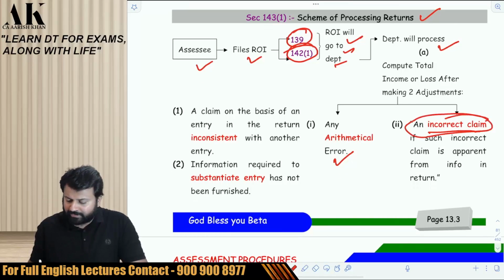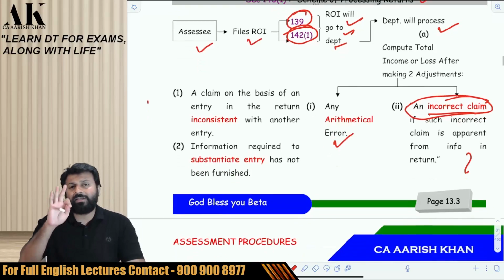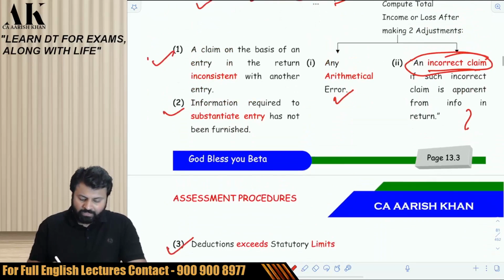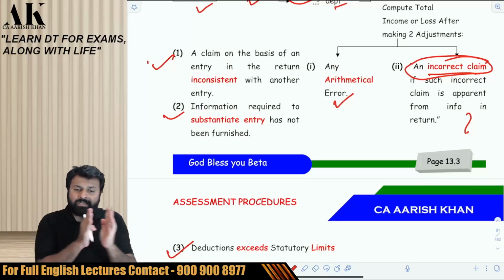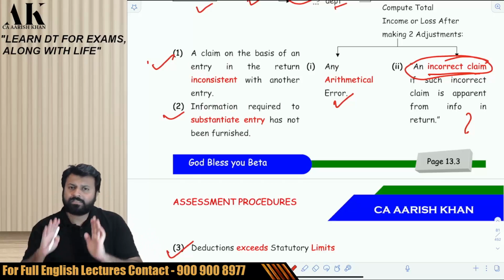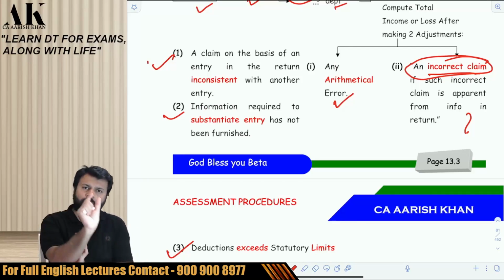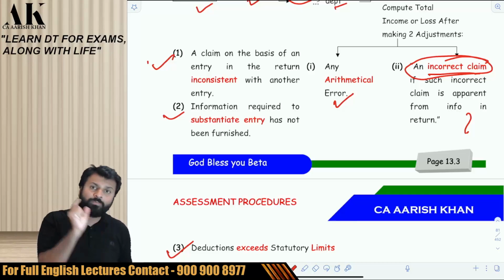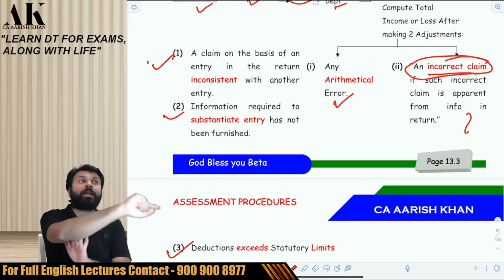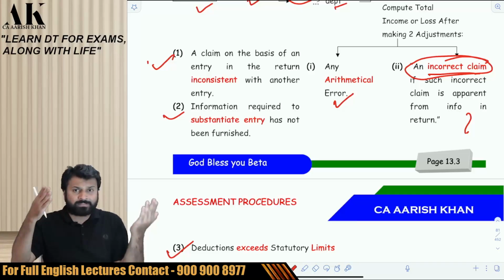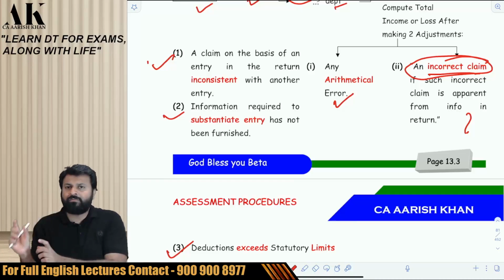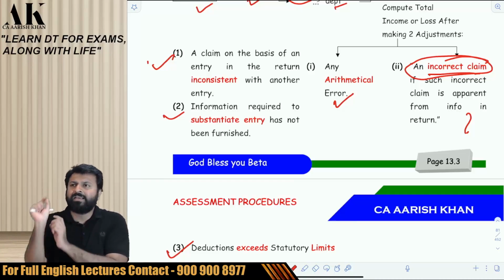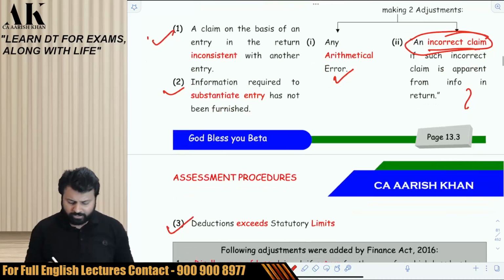Now, you will ask, what do you mean by the term incorrect claim? The term incorrect claim includes three things. So, let us talk about all of them one by one. The first thing which comes under the definition of incorrect claim is one item which is inconsistent with another item in the same return. Suppose there is some information which has to be put at two places. At one place, you are putting something, and at another place, you are putting something else, even though you have to put the same information at both places. The software will pick up that mistake and say that this item is inconsistent with another item.